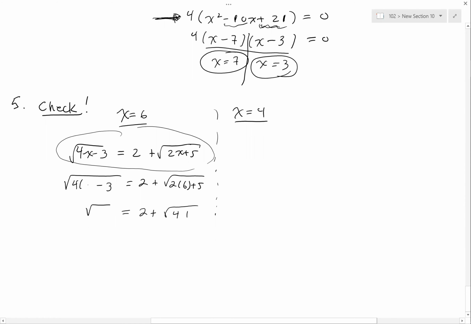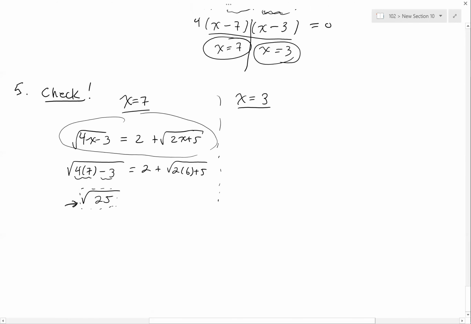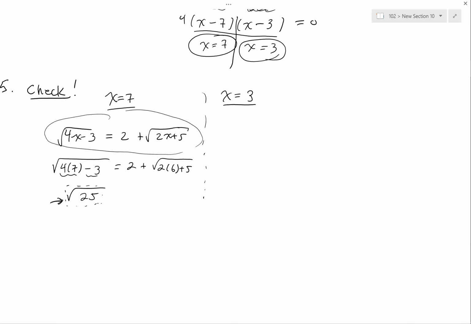So I'm checking x is equal to 7 and x is equal to 3. I will end up with, on the left-hand side, the square root of 28 minus 3, which is the square root of 25. That's how I know that I screwed up somewhere, because almost all the time, even if it's a false solution, you will end up with the square root of a perfect square after simplifying each of your radicals at this step.